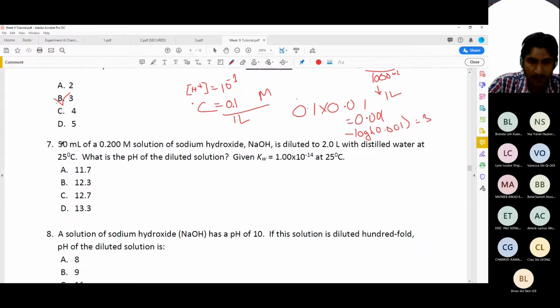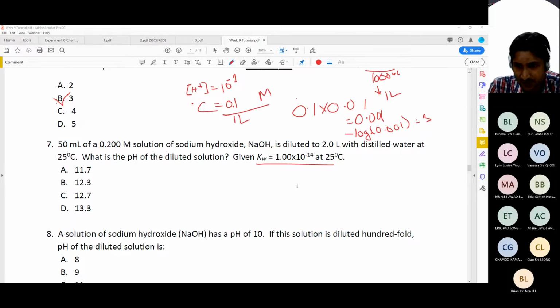Question number 5 says that 50 milliliter of 0.2 molar solution of sodium hydroxide is diluted to 2 liters with distilled water at 25 degrees Celsius. What is the pH of the diluted solution? The Kw is given, and what we have to do is find the new concentration, because the 50 milliliter of 0.2 molar solution is being diluted from 50 milliliter to 2 liters.